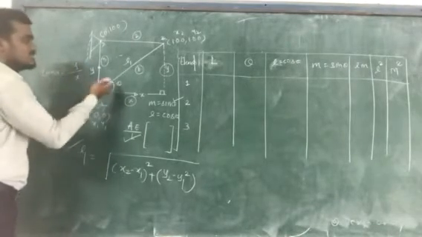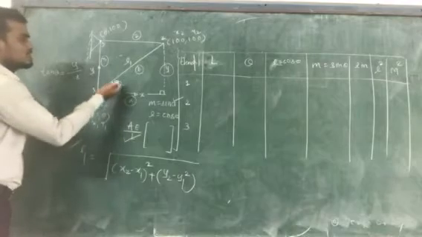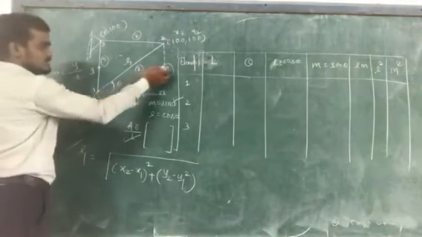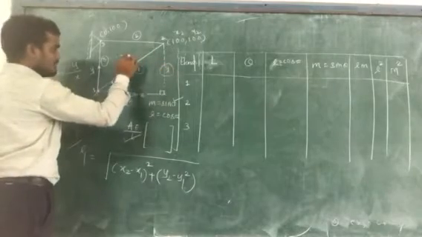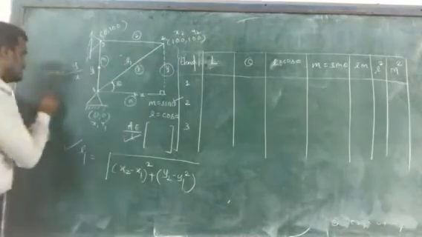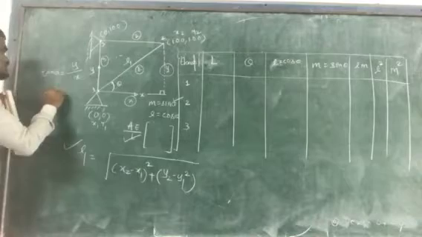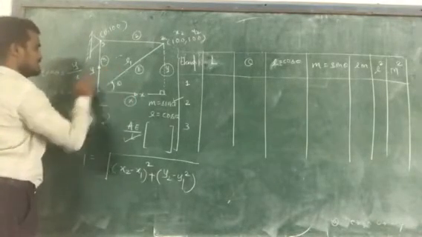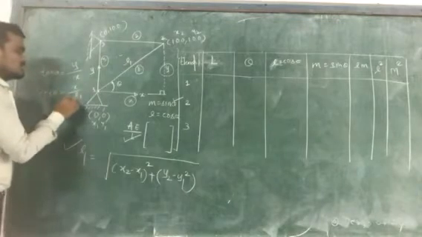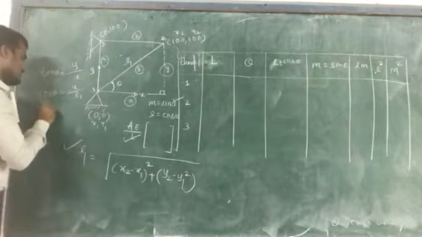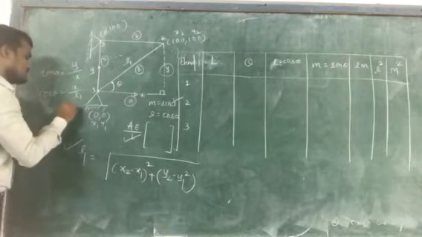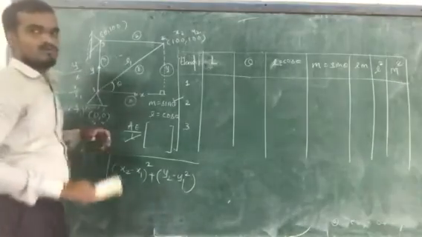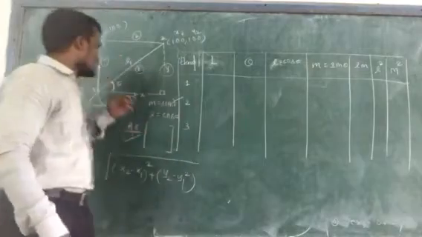Or you can use sin theta or cos theta to find out these values. If we know this value y, or if you know this value L1, then we can take cos theta is equal to the adjacent side, x, divided by L1. X is known, L1 is also known. Then you can find theta as cos inverse of x by L1. So in this way you can find out theta for each element.